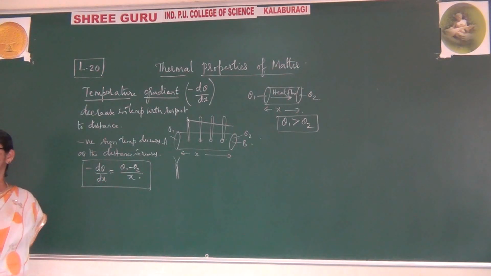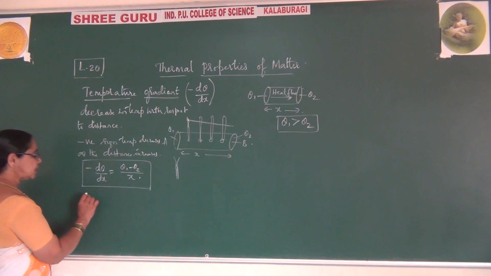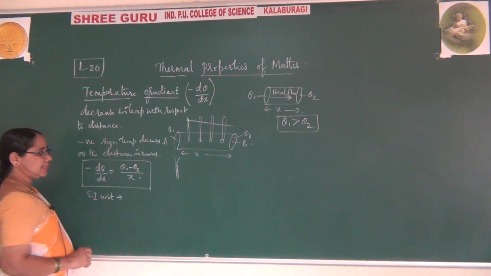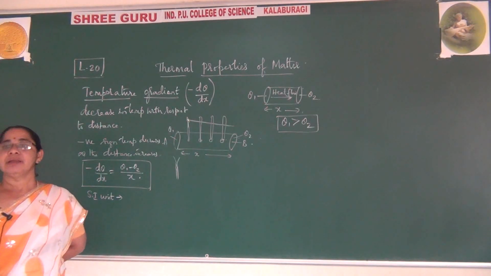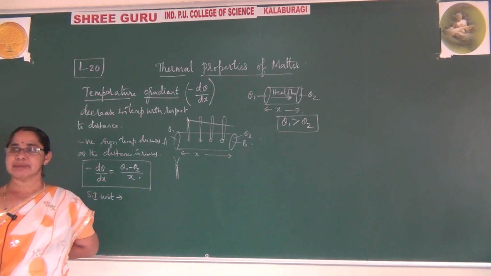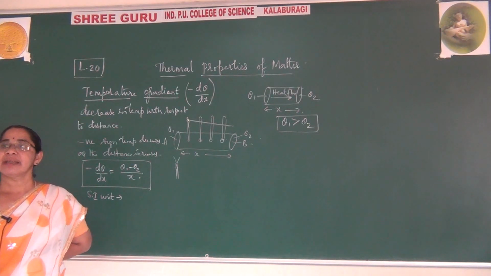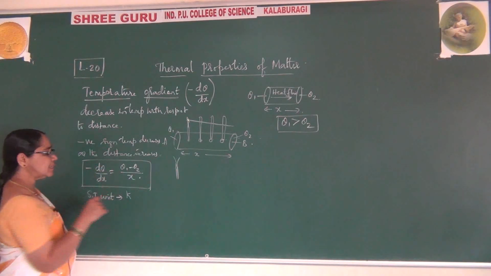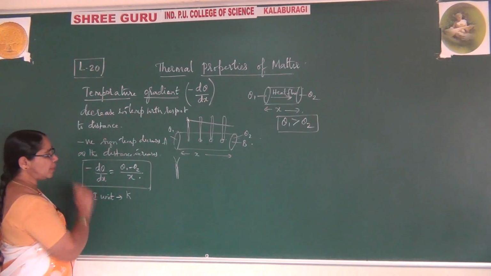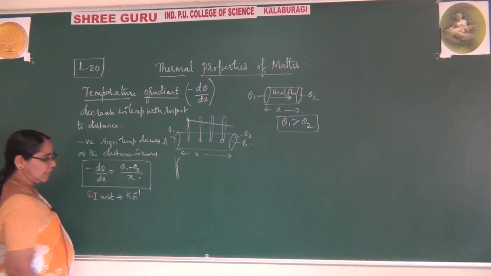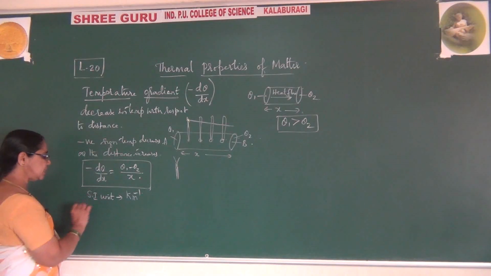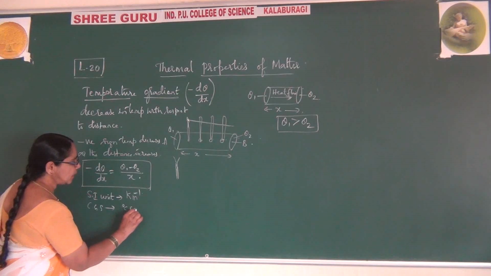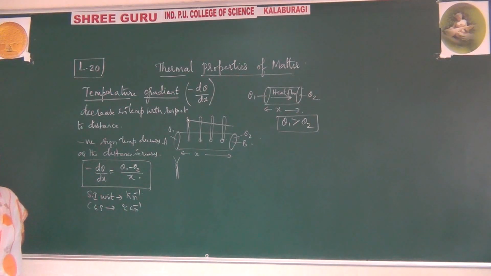By just looking at this, you are ready to say the SI unit. What is the SI unit for this? Remember, temperature is always measured in degree centigrade in the CGS system. If it is in the SI system, it is in Kelvin. Here I have written the SI unit. So this is Kelvin. Since distance is measured in meters, it is in the denominator. So it is Kelvin per meter. When you say CGS unit, it is degree centigrade per centimeter. This is what you can observe.